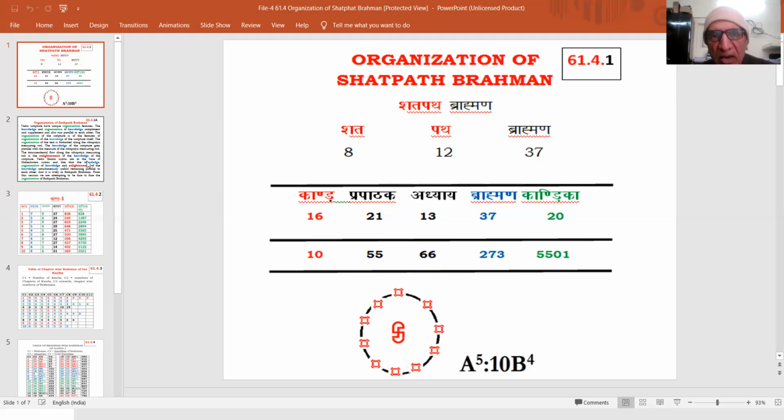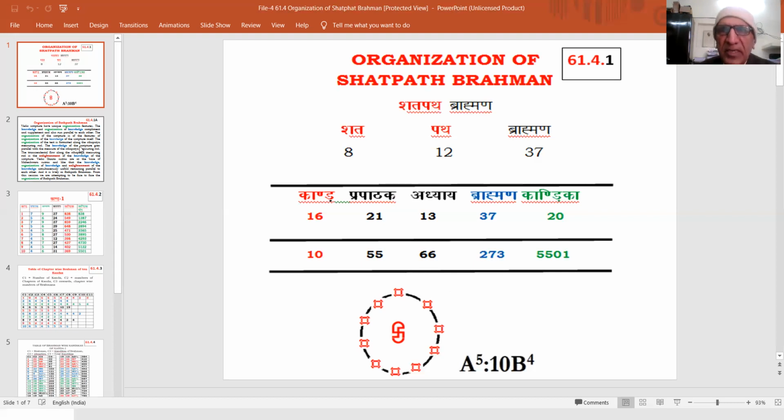But when we are visiting the organization feature, the Sthapatya Brahman will take us to the division of this text as 10 kandas, 55 Parpatak, 66 Adhyayas, 273 Brahmanas, and 5,501 Kandikas. This organization, on the face of it, is of the format of hypercube of 5, the representative regular body of 5 space. The formulations Kanda, Parpatak, Adhyaya, Brahman and Kandika are taking us to 6 space format, while the organization in terms thereof is taking us to 5 space format.